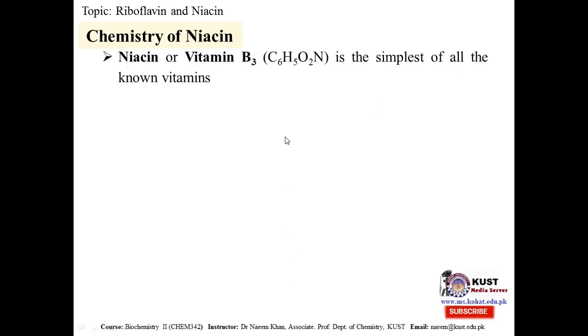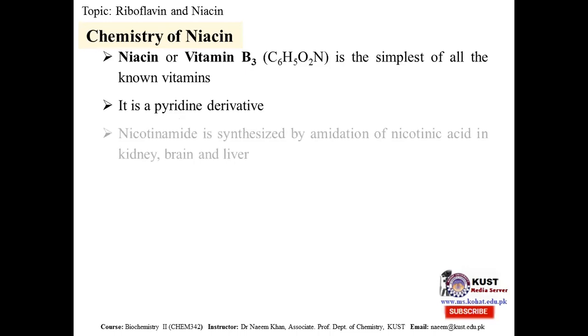The molecular formula of vitamin B3 or niacin is C6H4O2N. And it is one of the simplest vitamins of all the B series. Actually, it is a pyridine derivative. Pyridine, we know, is a six-membered ring having nitrogen in the ring and alternate double and single bonds. I repeat, pyridine is a six-membered ring with nitrogen in the ring, and there is a continuous flow of electrons over the ring.